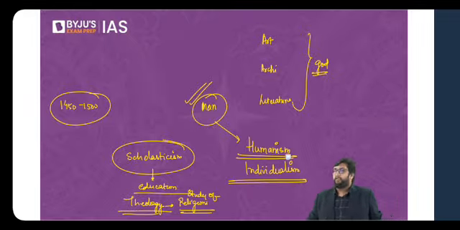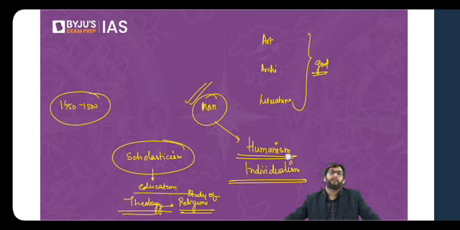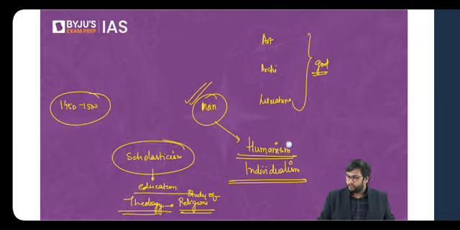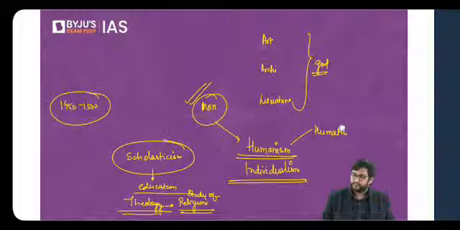See, when you choose your streams in school, they ask you, do you want to take commerce? Do you want to take science? Or do you want to take arts or humanities? The word humanities comes from this word, humanism.